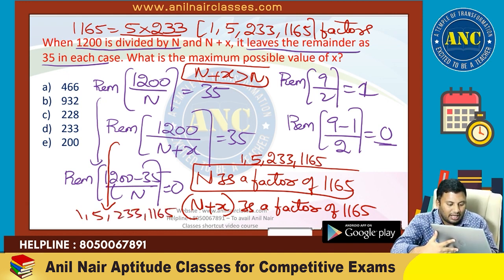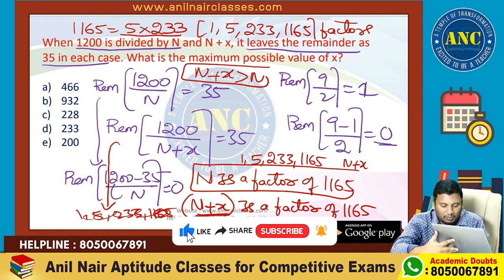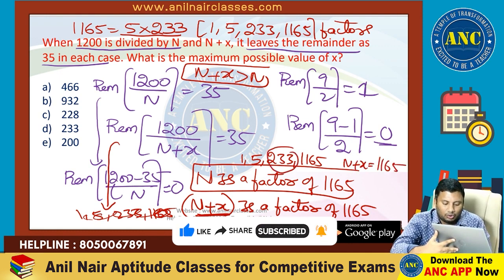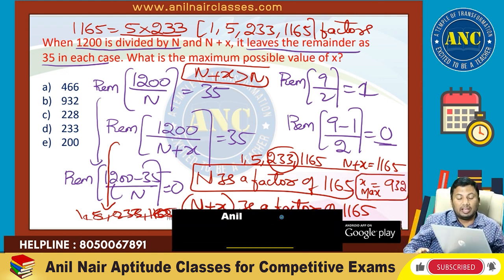That means n plus x is greater than n, and n plus x is greater than 1. So how much can n plus x be at maximum? Maximum can be 1165. How much can n be? 233. So x maximum is 932. I hope the idea is clear. x maximum will be 932.